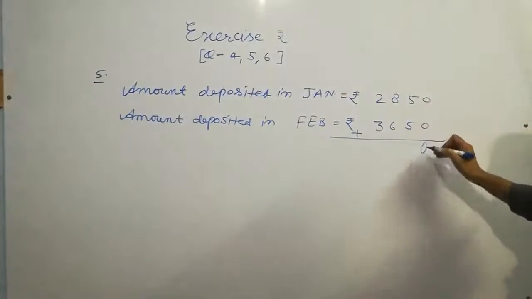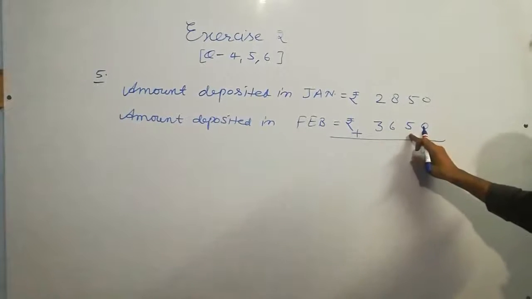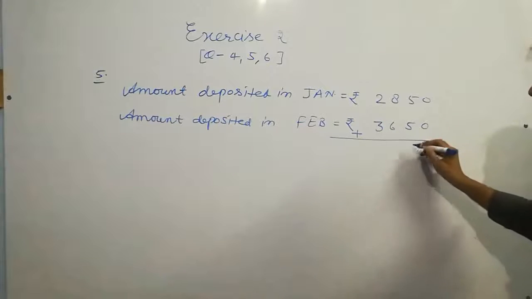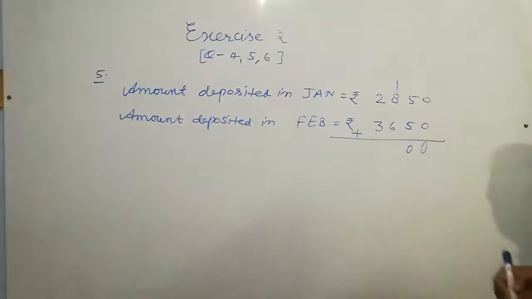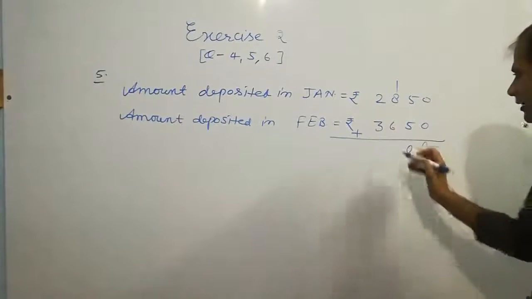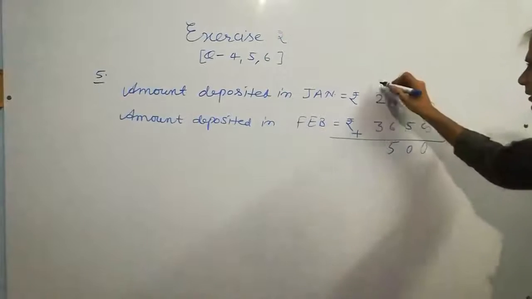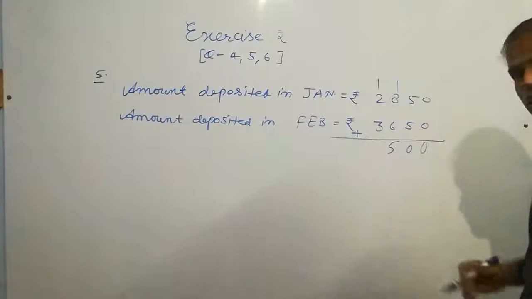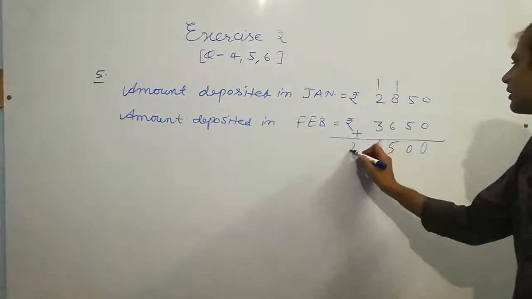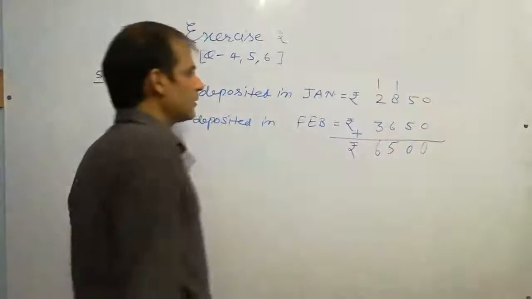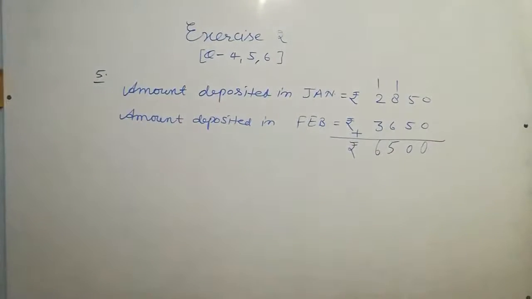0 plus 0, 0. 5 plus 5, what is this? 5 plus 5 is 10. 1 carry. 8 plus 1, 9. 9 plus 6, 15. 5 here. 1 carry. 1 plus 2, 3. And 3 plus 3, 6. And you write the symbol of Indian currency, that is rupees. So what is the answer? Answer is 6500. Okay, note it down.